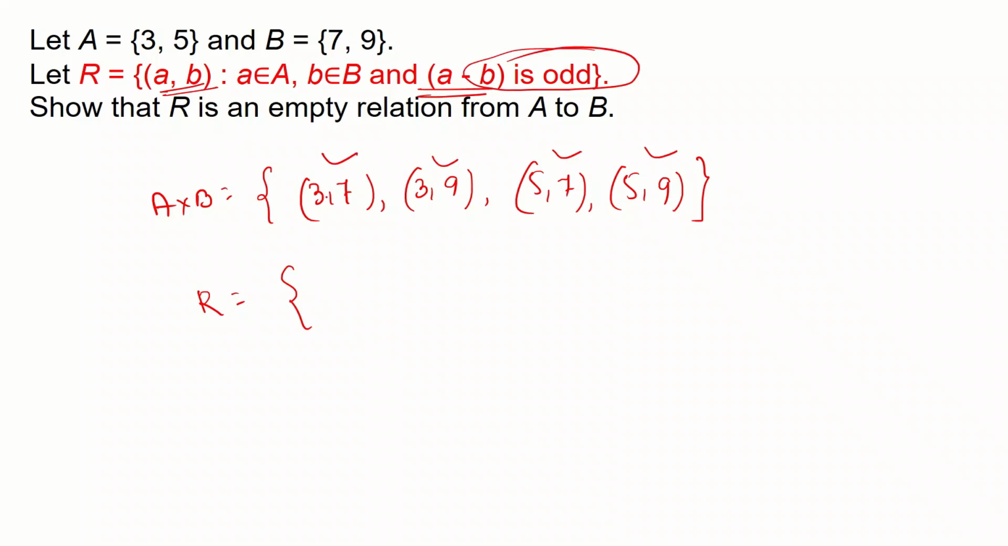So 3 minus 7, is 3 minus 7 odd? 3 minus 7 is minus 4, which is clearly not odd, which is even. So (3, 7) cannot be taken. Similarly, 3 minus 9, which is minus 6, is even, so it cannot be taken. 5 minus 7 is minus 2, which is even, and 5 minus 9, which is minus 4 again, is even. So none of these differences are odd. So there is simply no element inside R. So that means R is an empty set. That means R is an empty relation from A to B.